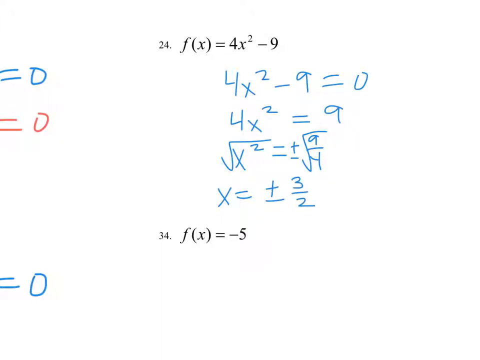Okay, so we get 2 x-intercepts, and our end behaviors, we've got even degree, positive leading coefficient, so up on both sides.